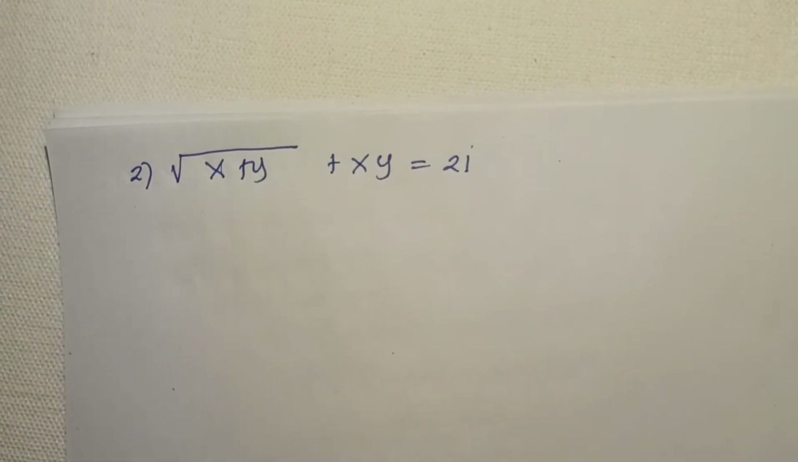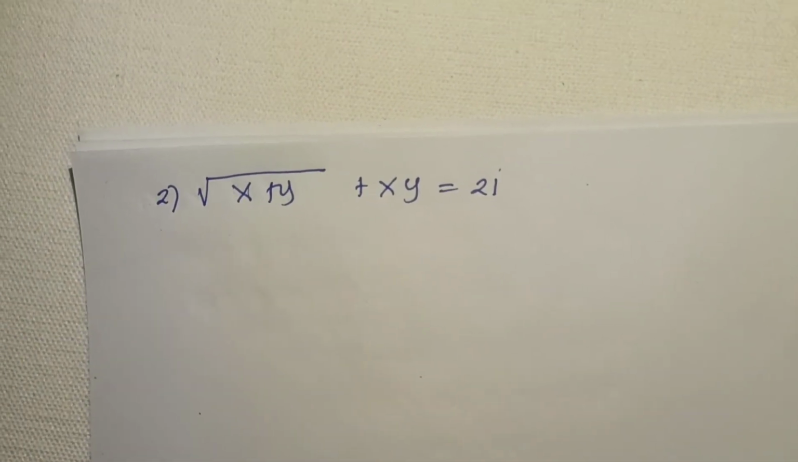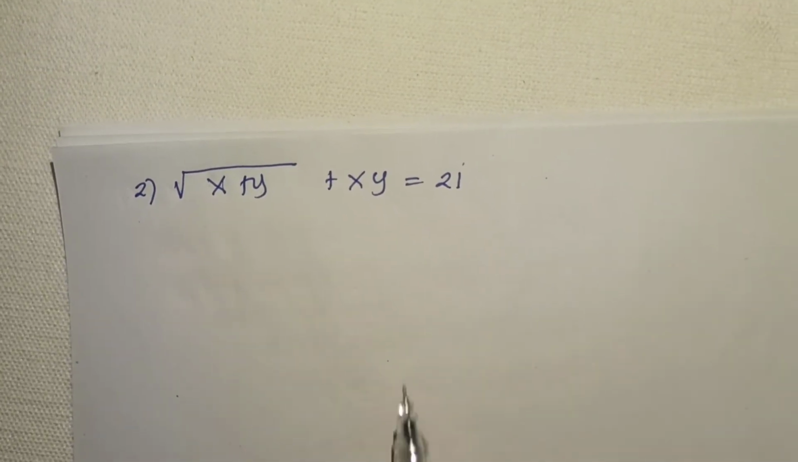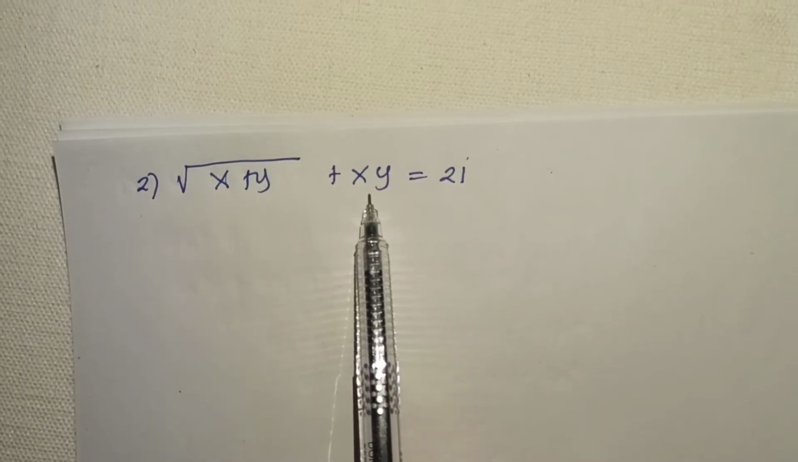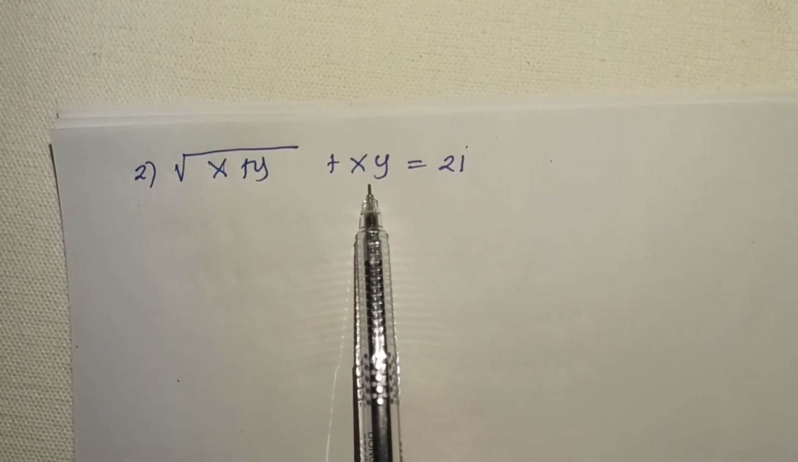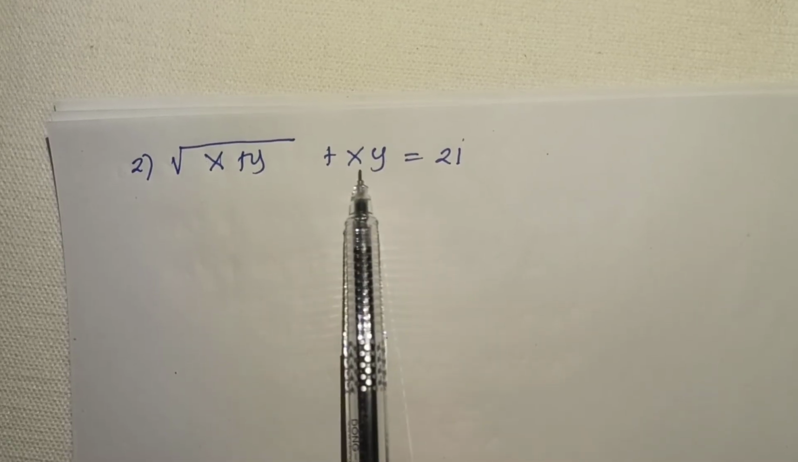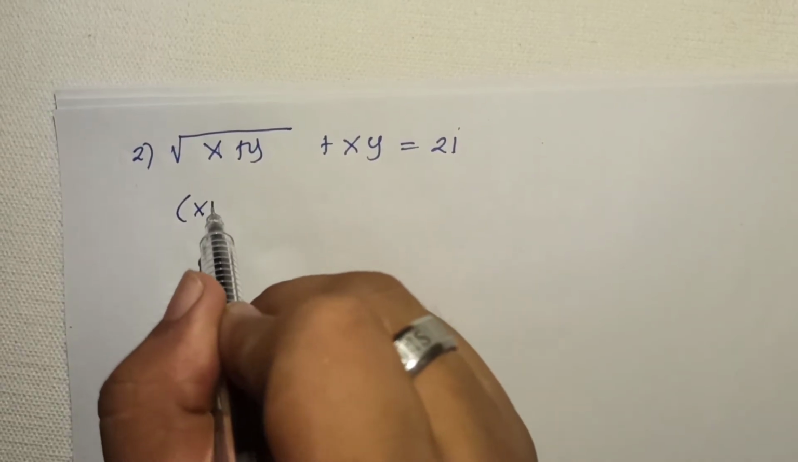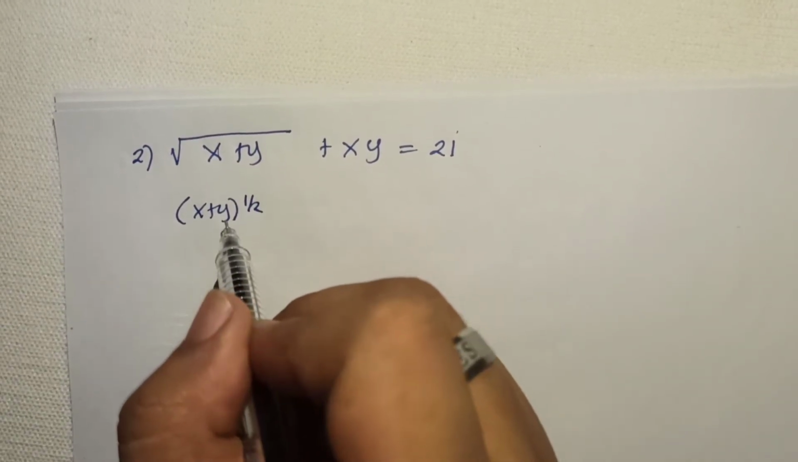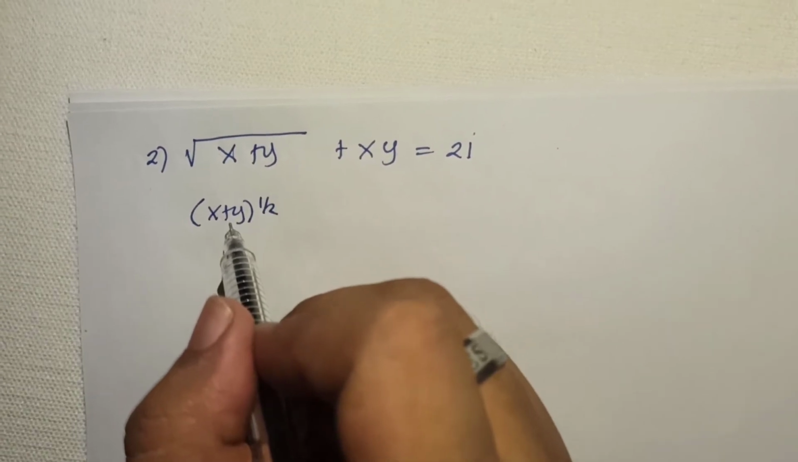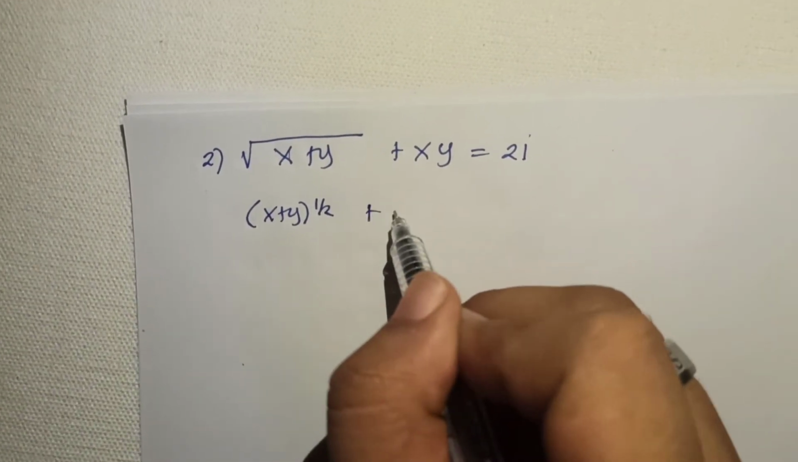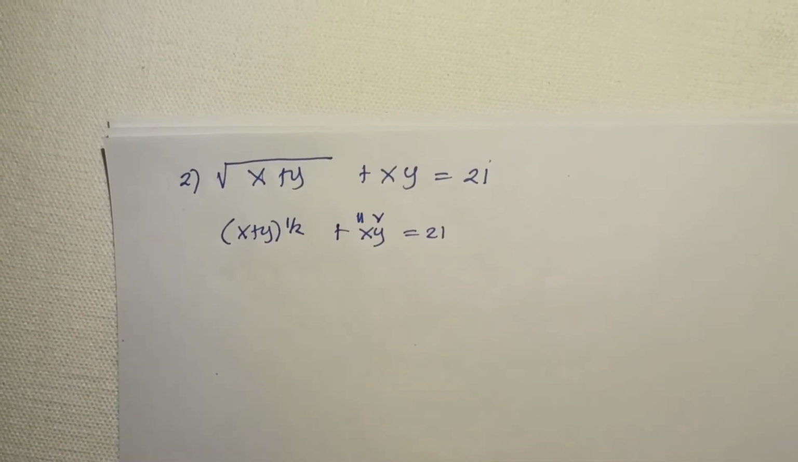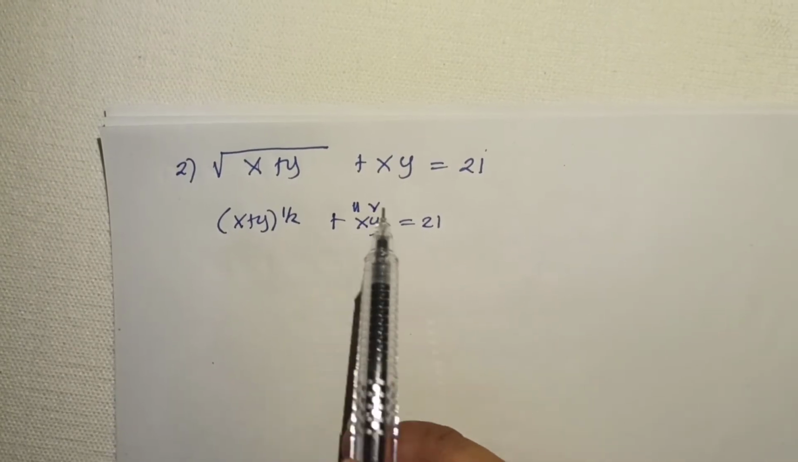Okay, so let's proceed to number 2. The square root of x plus y, plus xy, is equal to 21. Take note, this is a product, so we need to take the derivative of a product. Take note of this one, xy. First, we need to express the square root as x plus y raised to 1/2 to make differentiating easier, plus xy is equal to 21. Take note, this is our u and this is our v, and this is the product.